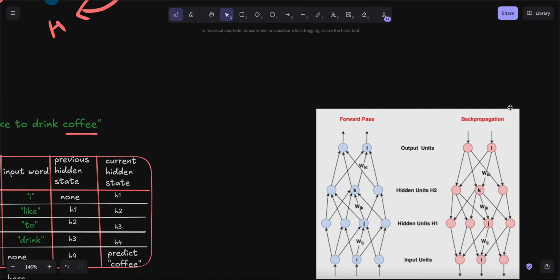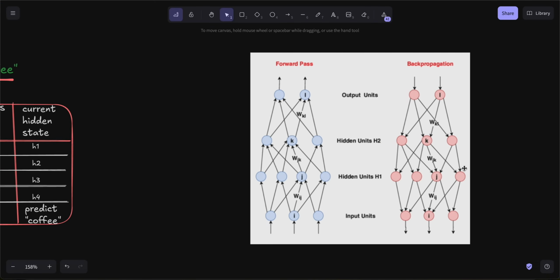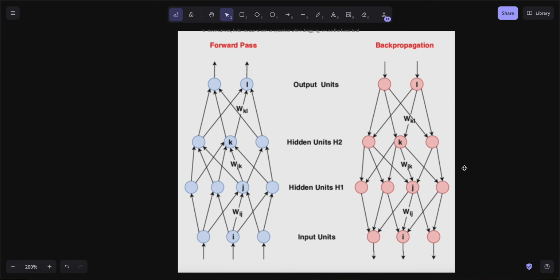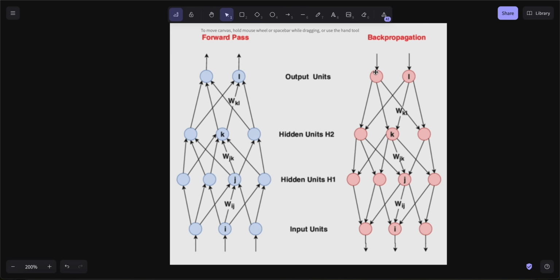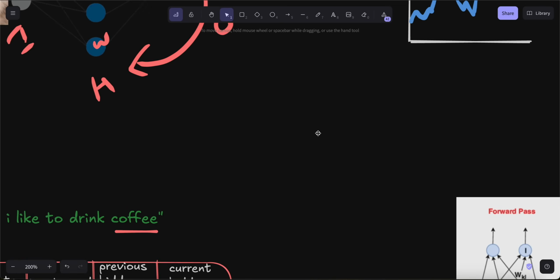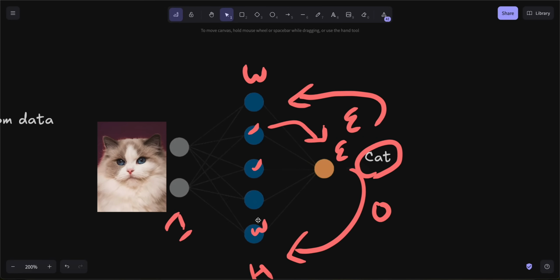So I've created a simple picture here, got it online. Here you can see the back propagation. First, initially, it goes to the input units and it adjusts the weights of the hidden layers. These are the hidden layers, hidden units 1 and hidden units 2. Here we've actually created a simple one with just one hidden layer.